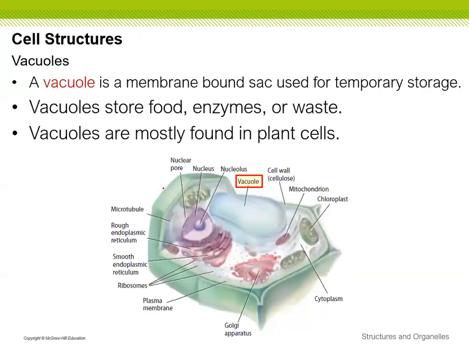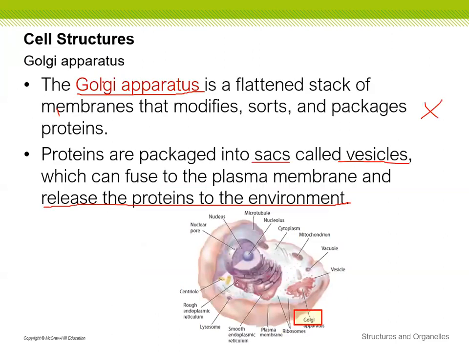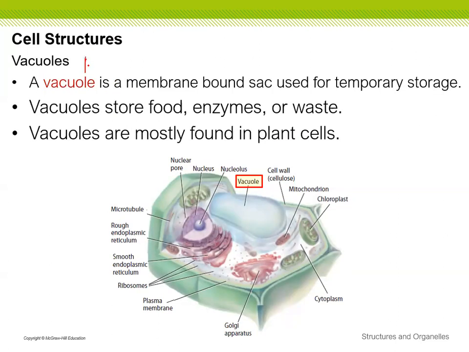So now we're going into something that's only found in a plant one. So this is only in a plant one. So you just want to make sure there's a note of that. They're mostly found in plants, I guess, is one thing. But basically, the vacuole is used for temporary storage. This is what it stores, and then this is where it's mostly found.